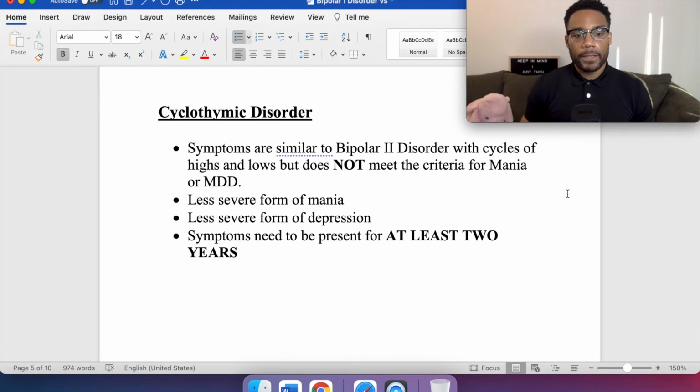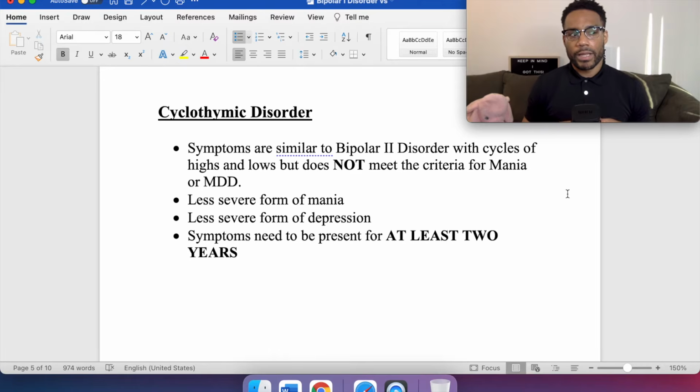Cyclothymic disorder. So with cyclothymic disorder, symptoms are similar to bipolar 2 disorder with cycles of highs and lows, but does not meet the criteria for mania or MDD. It's a less severe form of mania, a less severe form of depression, and symptoms need to be present for at least 2 years.